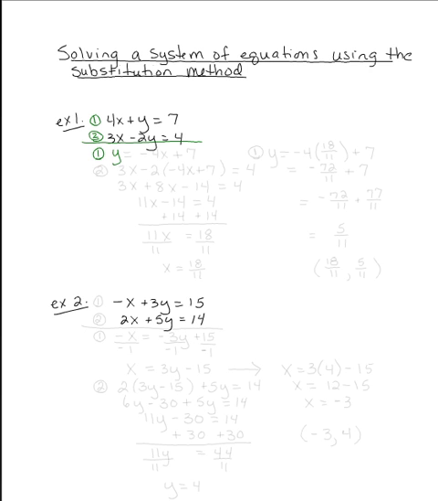So I have y equals, and now that 4x becomes a negative 4x. Remember, when we bring it to the other side, it changes its sign. But then I have that plus 7 over on the right-hand side. Now I've solved for my variable.